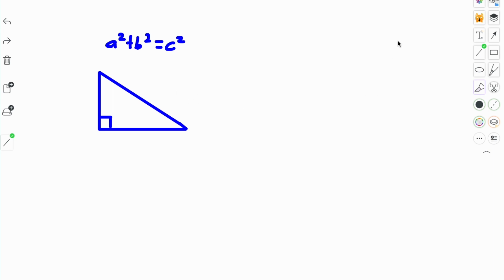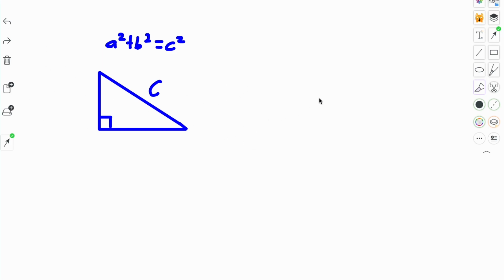When we're labeling the triangle, C is always the longest side. So this is C, and this is called the hypotenuse. C is always located opposite the right angle square. So we have the right angle square right here, and C is located opposite of it. So let's see how it's opposite, and that's how we know.